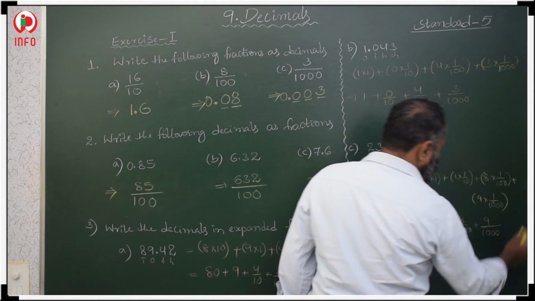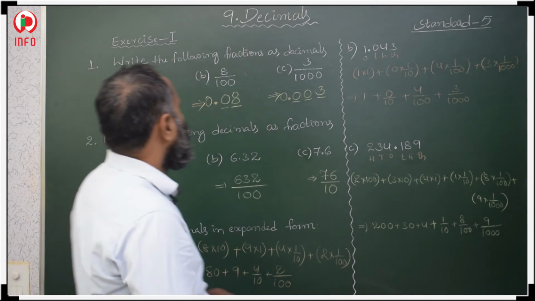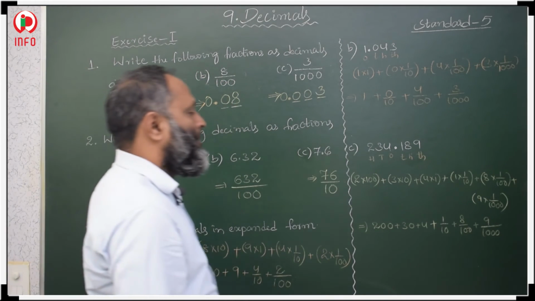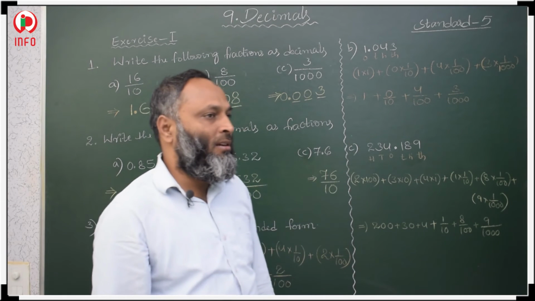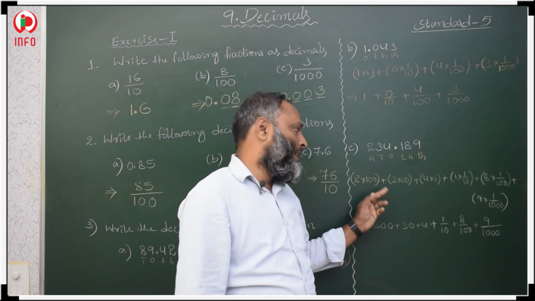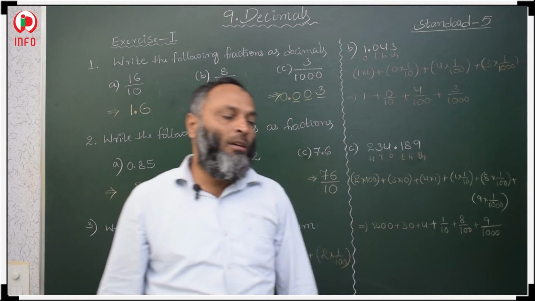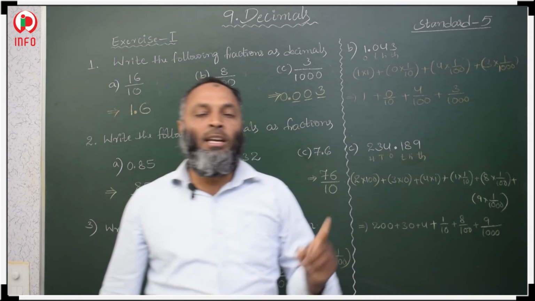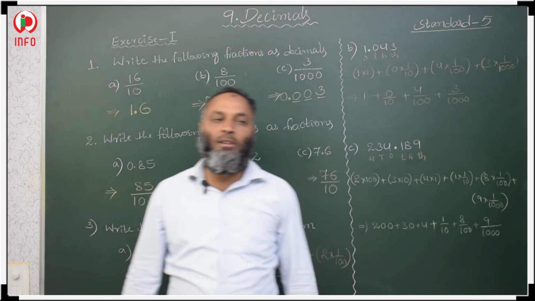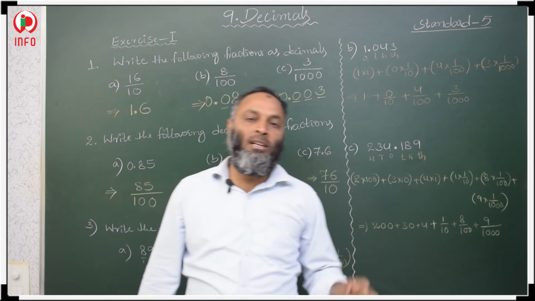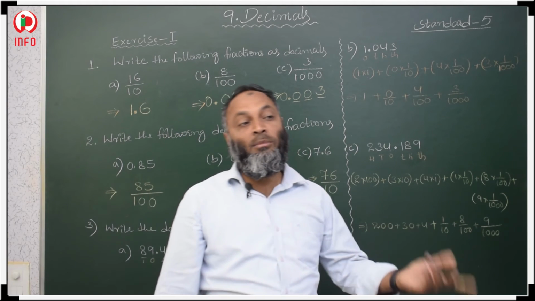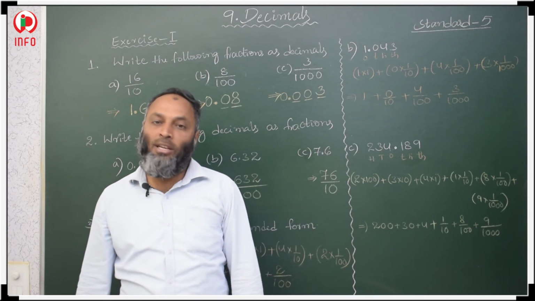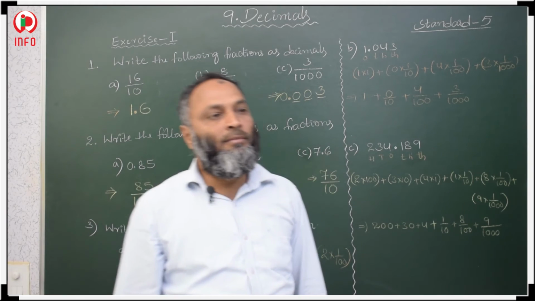So these are our decimal numbers expansion. When decimal numbers are given, how to expand? This is the method to expand decimal numbers. Ones place means multiply with 1, tens place 10, hundreds place 100, hundredths means 1 by 100, tenths means 1 by 10. Multiply with that. Okay, students.